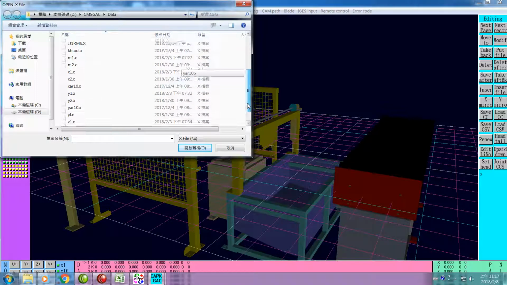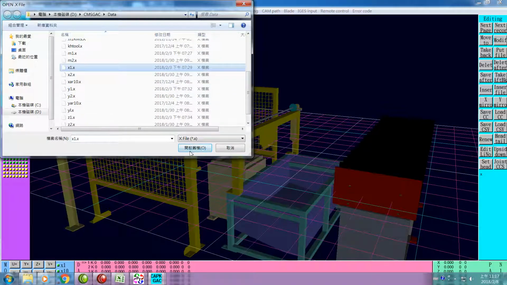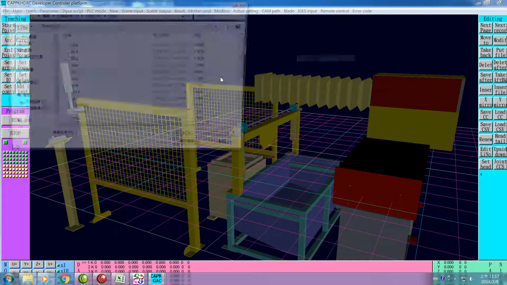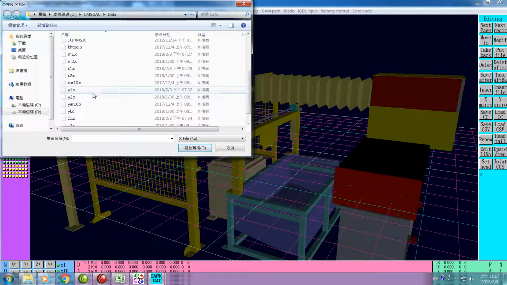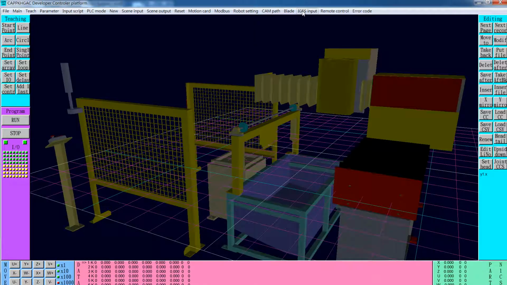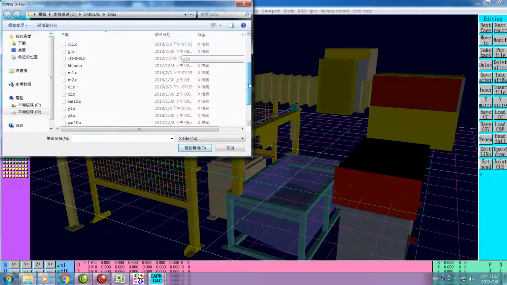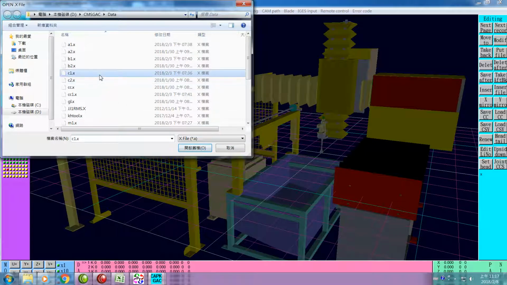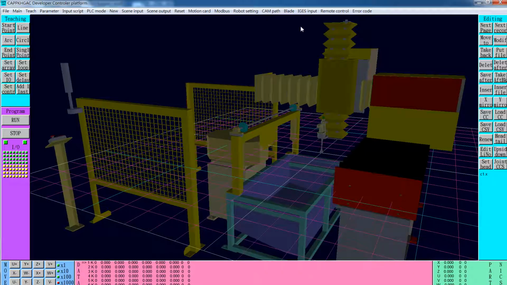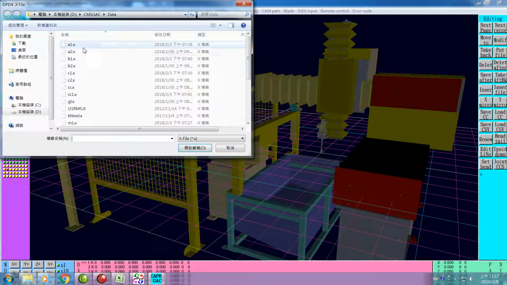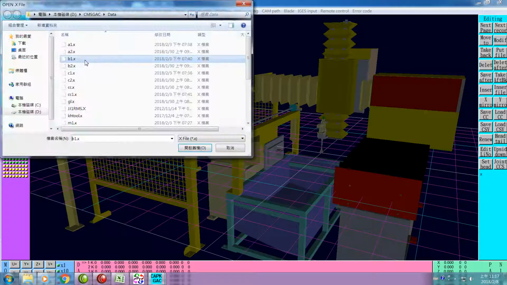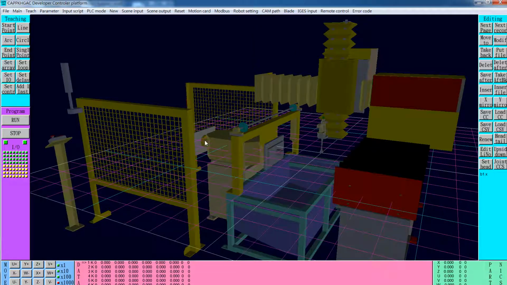X1 is this one. Y1 is this part. Z1 looks like this. And the C1 turn part. And the A1 this one. And the B1 this parts.